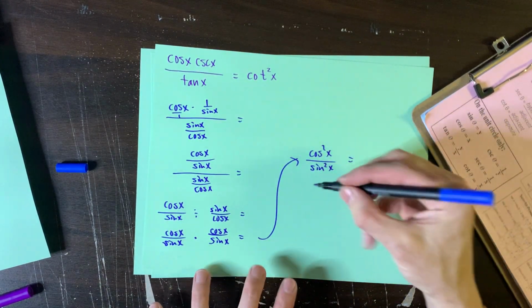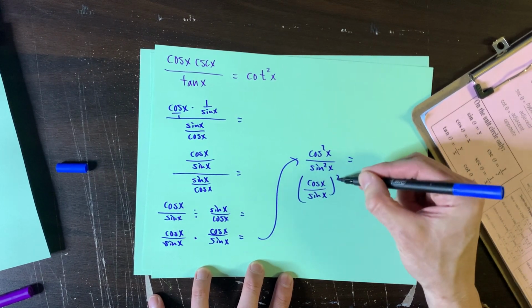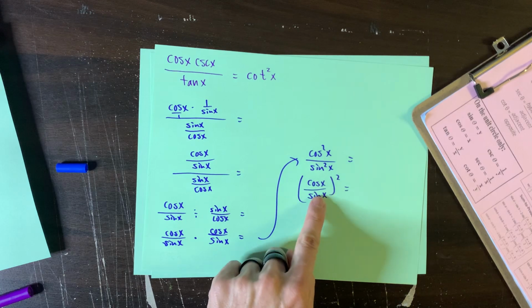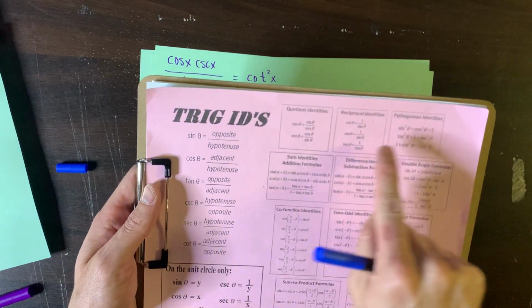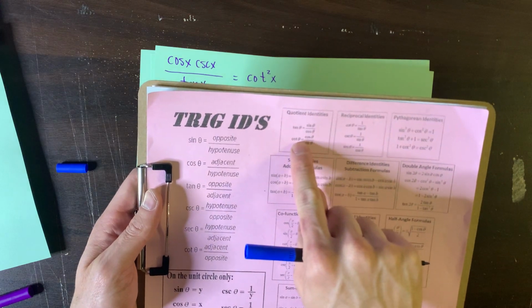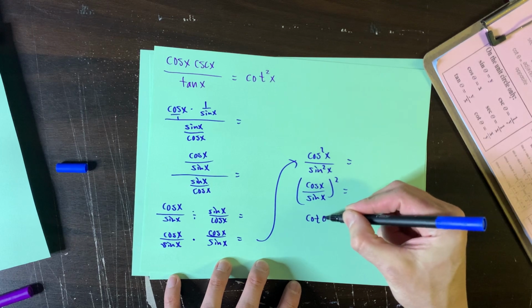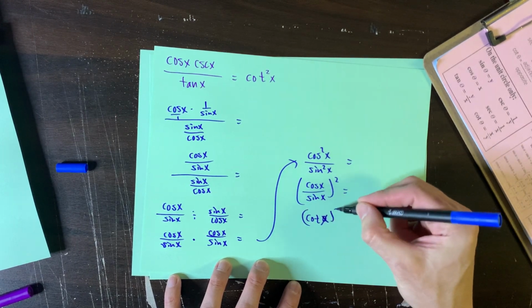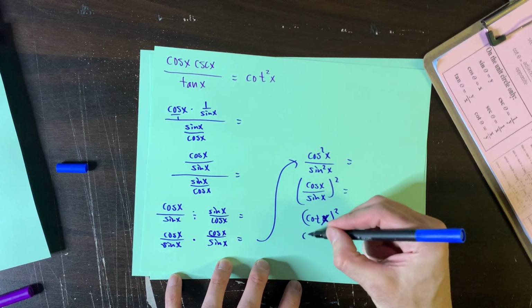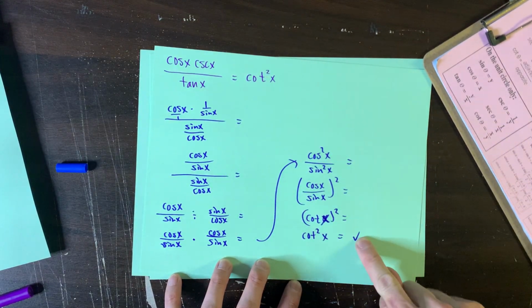Both are being squared. So what I can do is just write it as cosine over sine, quantities squared. Now, what's the definition of cosine over sine? Cosine over sine, if you look at your identities, cosine over sine is the definition of cotangent. So in the parentheses, I can write cotangent of x, squared. And of course, this is just cotangent of x squared, which equals the original right-hand side.